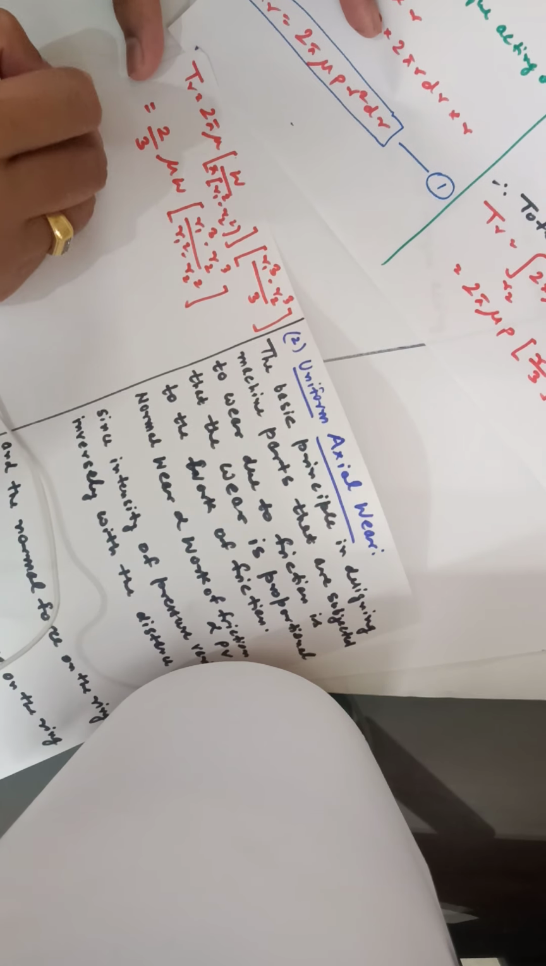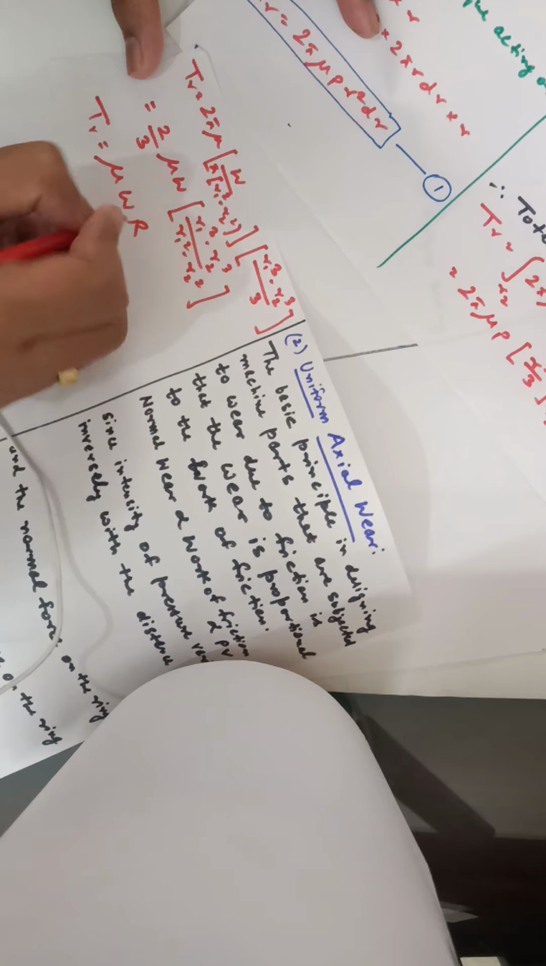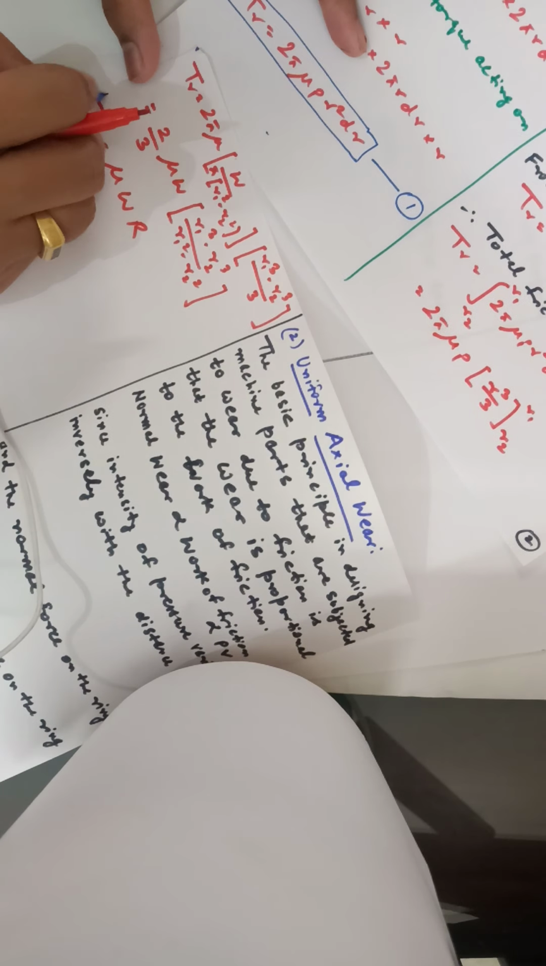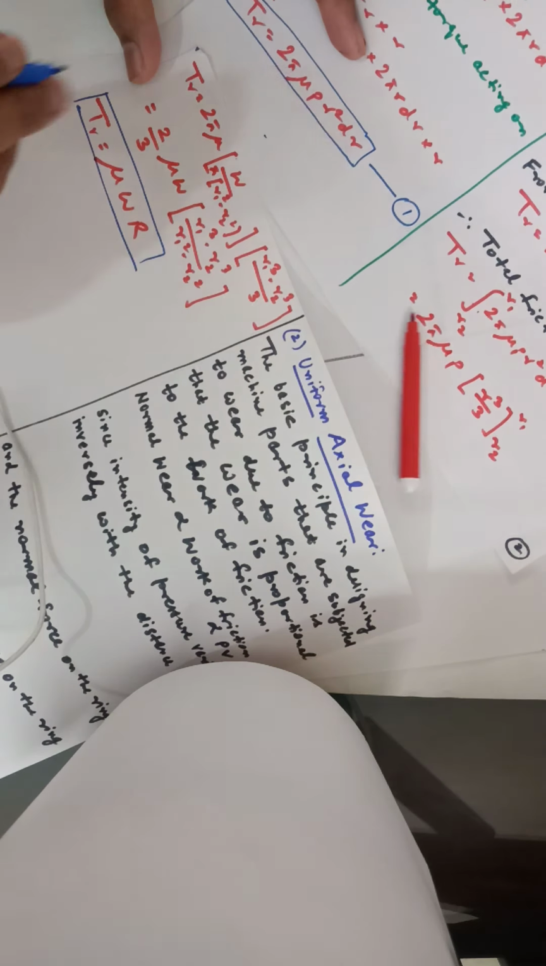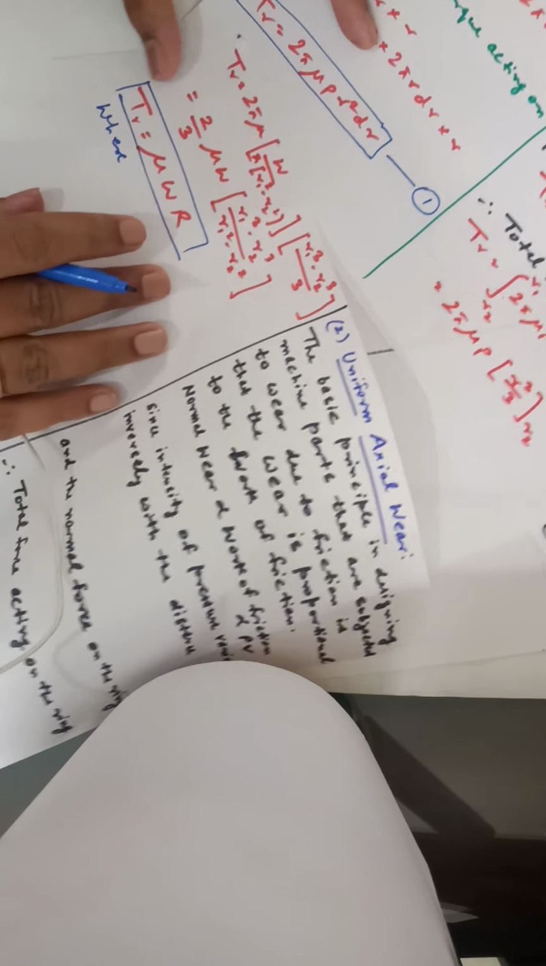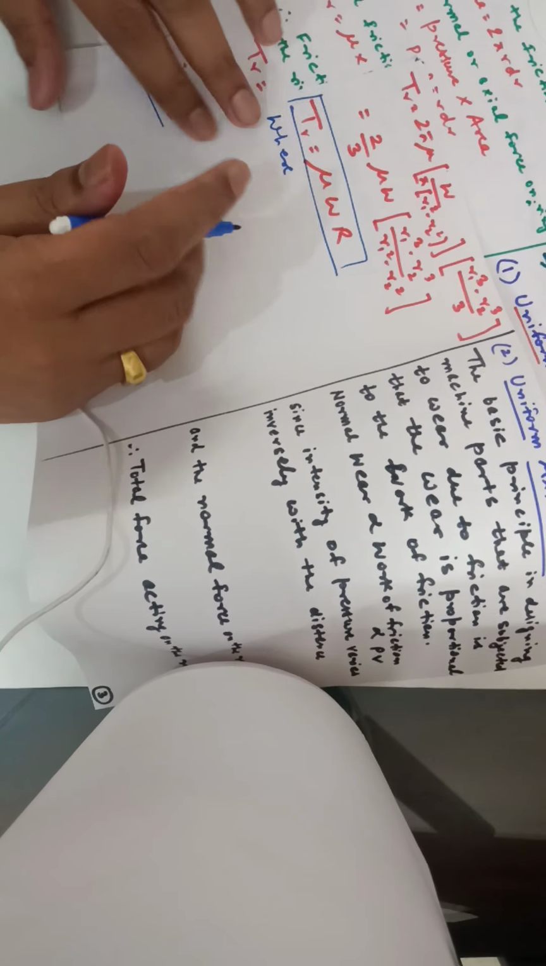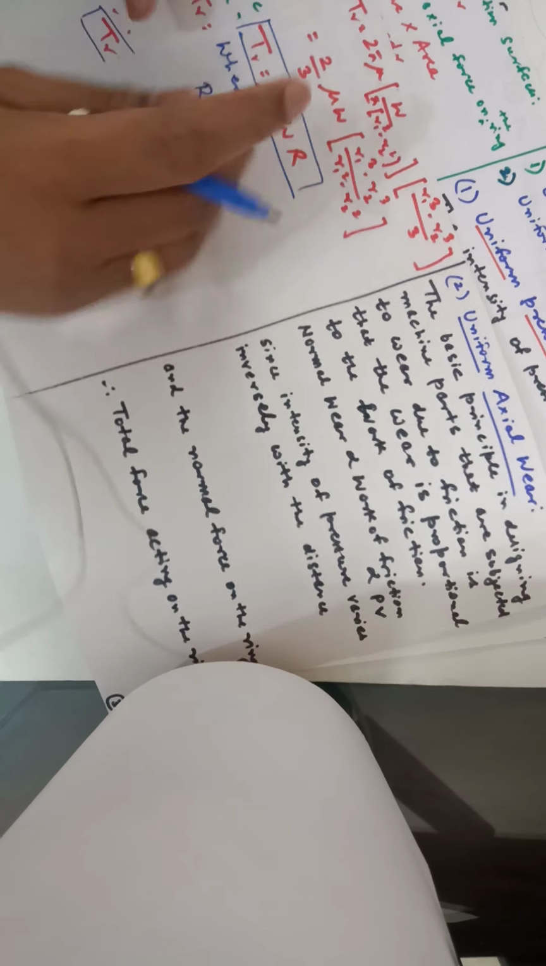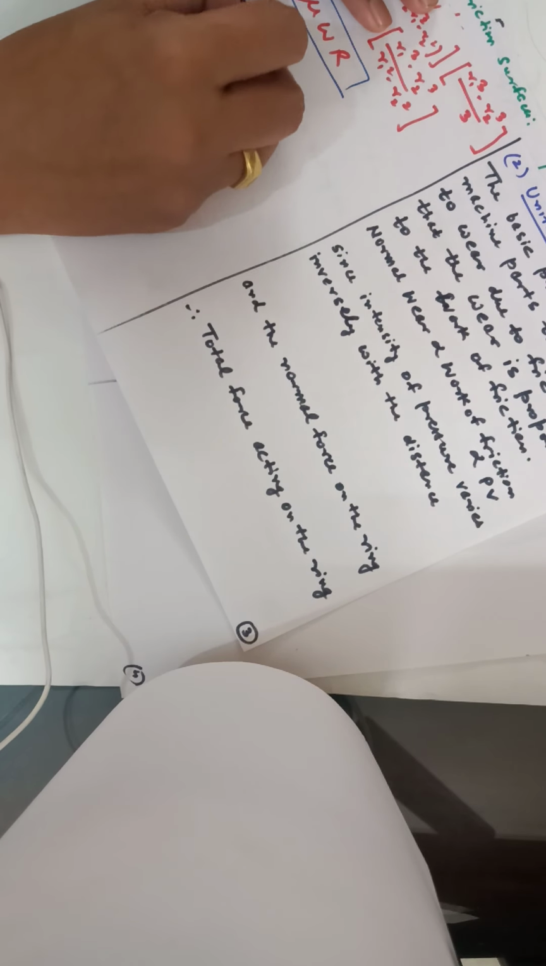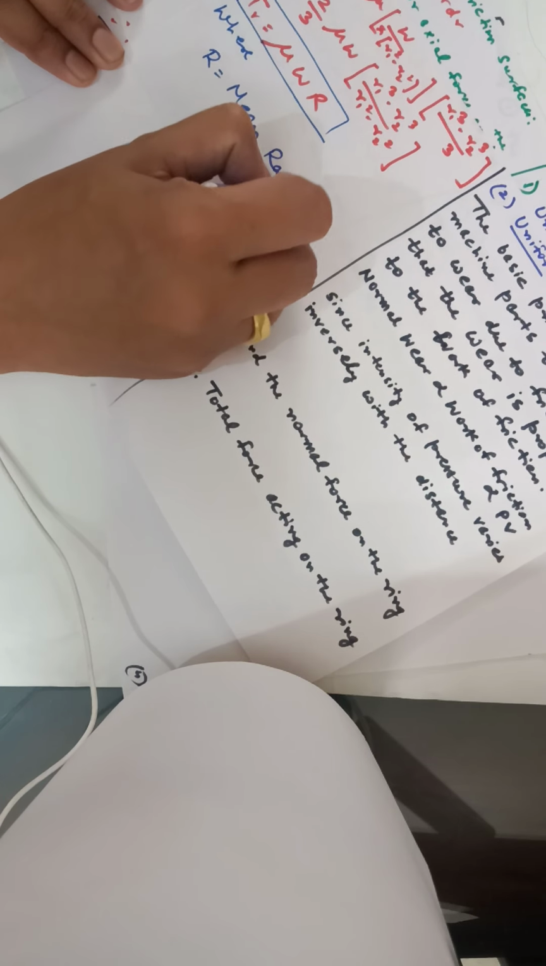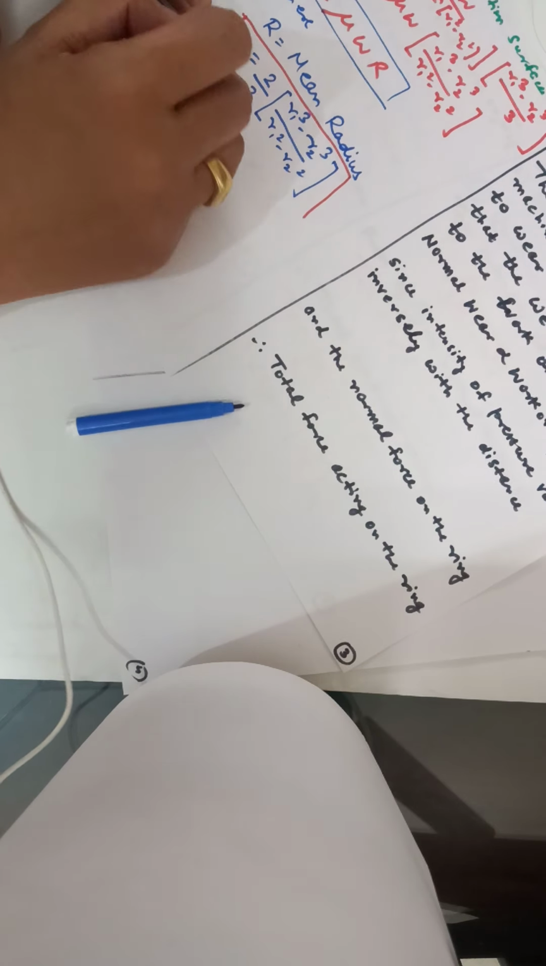So in generalized form, what can we write? T is equal to mu W R, where R is the mean radius having value 2 by 3 (R1 cube minus R2 cube) divided by (R1 square minus R2 square). So this is basically the value of the mean radius for uniform pressure.